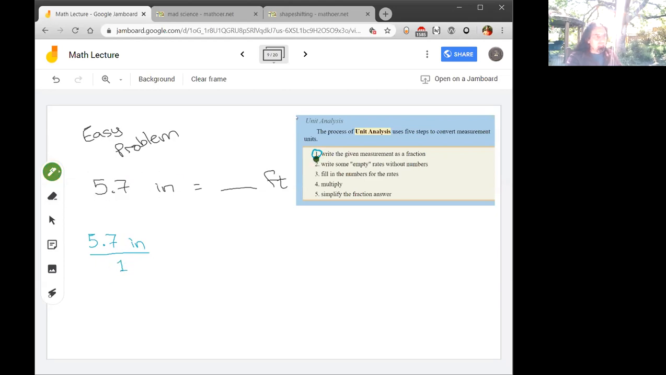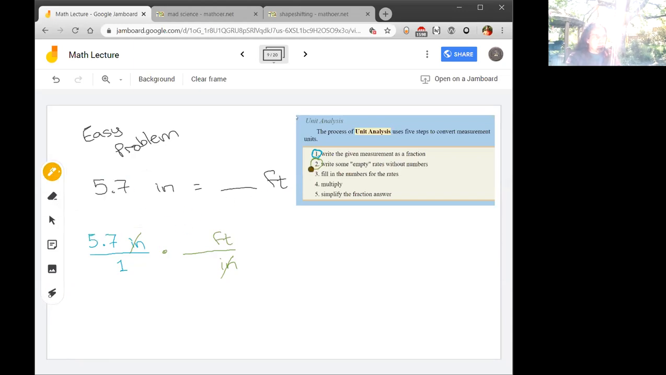Okay, my next step is to write some empty rates without numbers. I want to get out of inches and into feet. So I'm going to treat the units as if they were factors and canceling. I have an inches on the top, so I need an inches on the bottom, so they will cancel. What am I going to go from inches into? Can I go directly from inches to feet? Sure, I know how to do that.